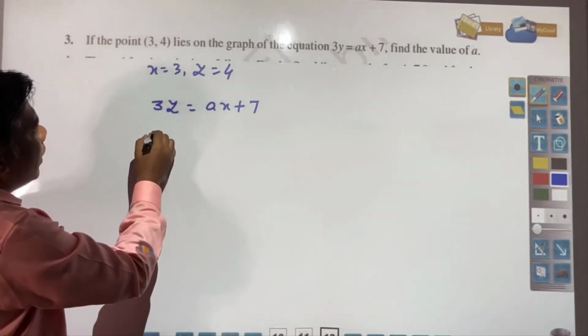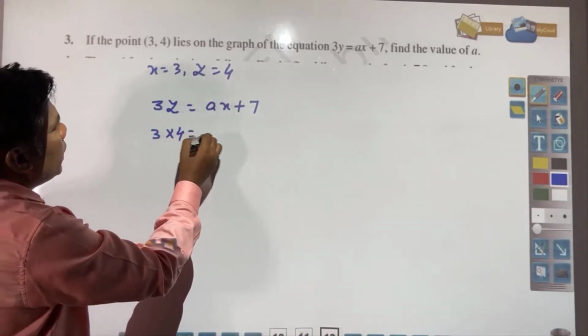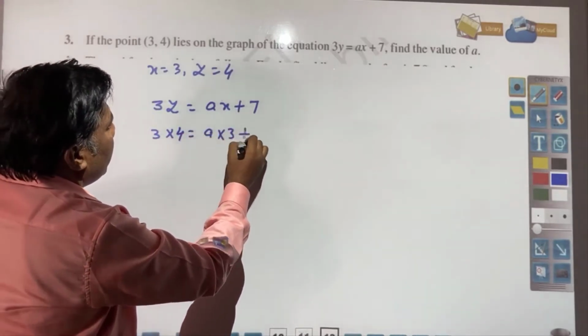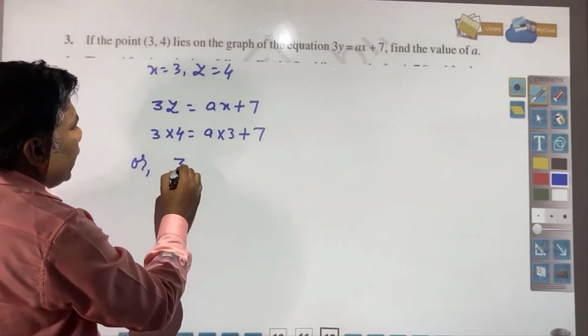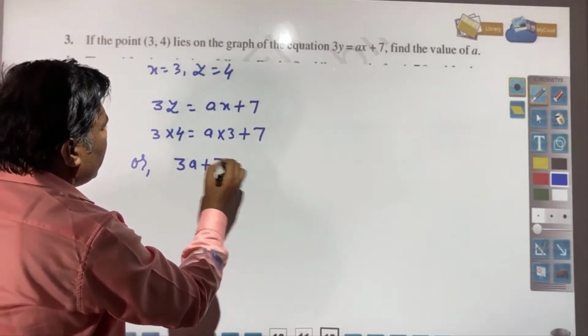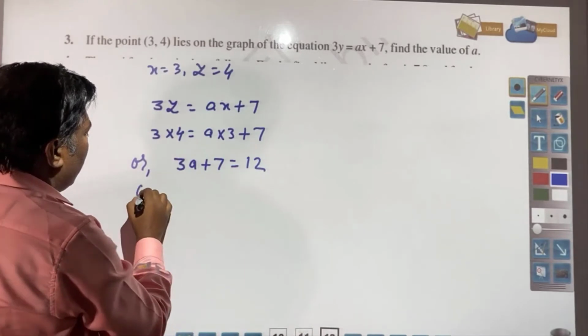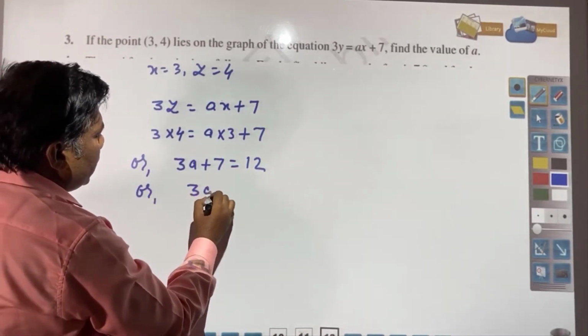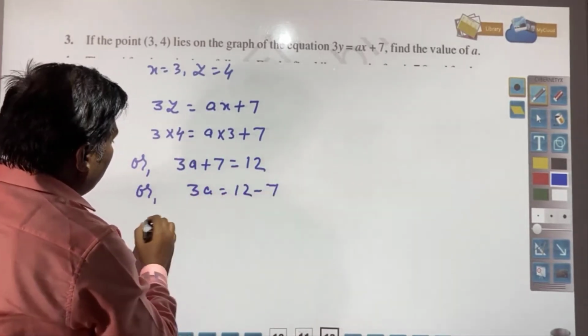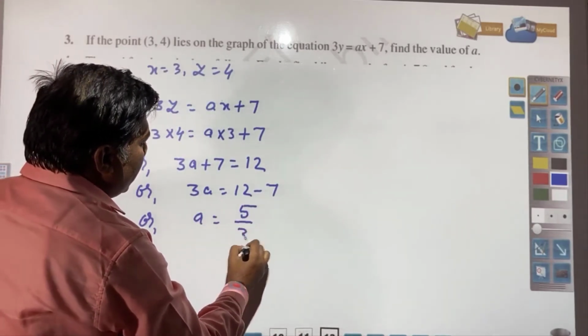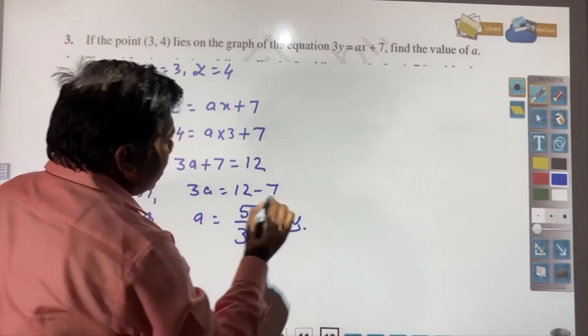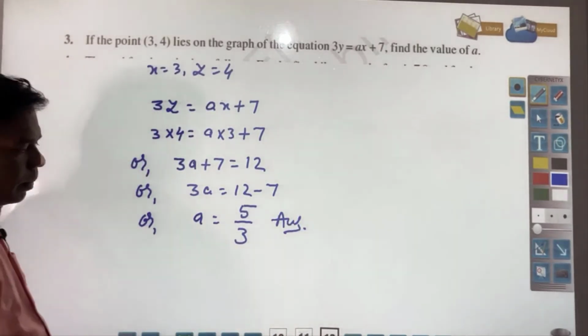Now just put the values: 3 into 4 is equal to a into 3 plus 7, or it can be written as 3a + 7 = 12, or 3a = 12 - 7, or a will be equal to 5/3, and this is your answer. a you have got.